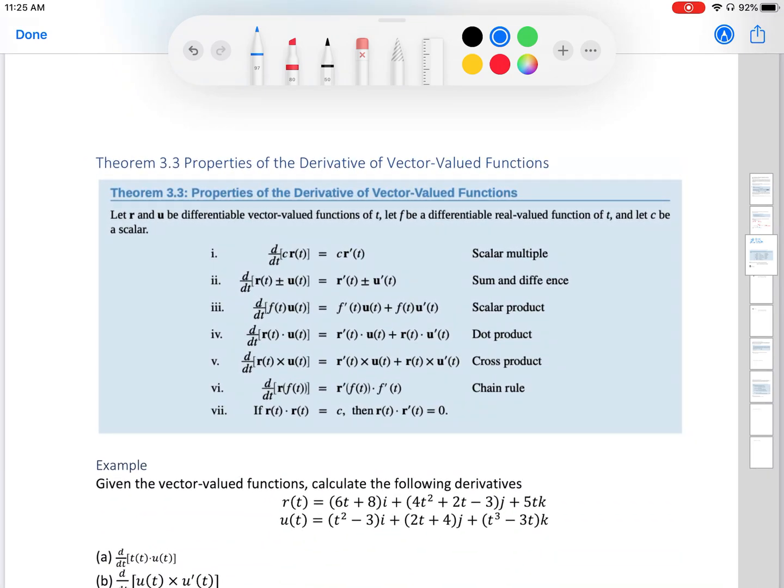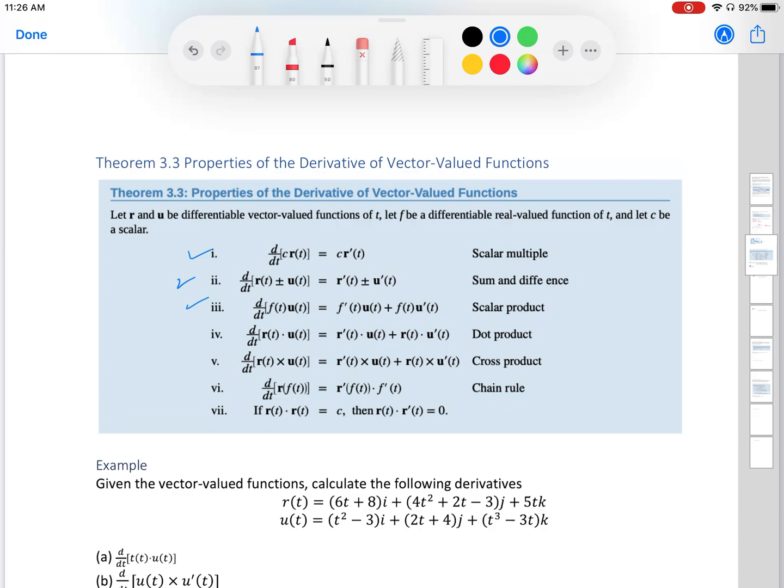Theorem 3.3. Properties of the derivative of a vector valued function. Let r and u be differentiable vector valued functions of t. Let f be a differentiable real valued function of t, and let c be a scalar. First, we have the scalar multiple rule. The derivative of c r of t is equal to c r prime of t. 2. The derivative of r of t plus u of t is equal to r prime of t plus u prime of t. Exactly like our example above. Now, it doesn't matter if it's a sum or a difference. The same idea applies.